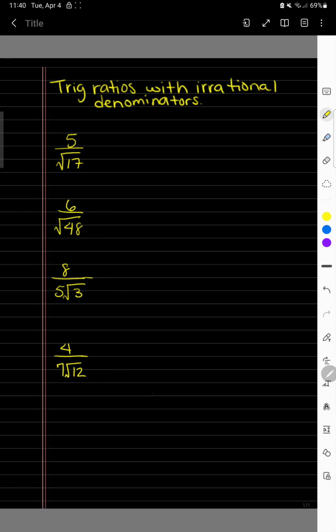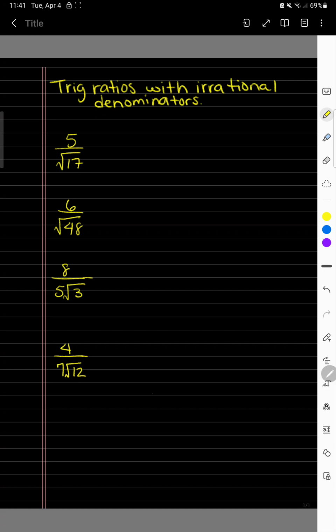So I'm gonna do a little recap on how to rationalize the denominator first, and then attach it to trigonometric ratios and finding those. So first thing, we take the bottom and we try to break it down. 17 just has 1 times 17. Nothing is repeating here, so we cannot break down the square root of 17.